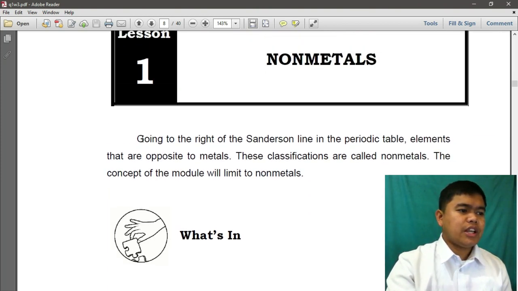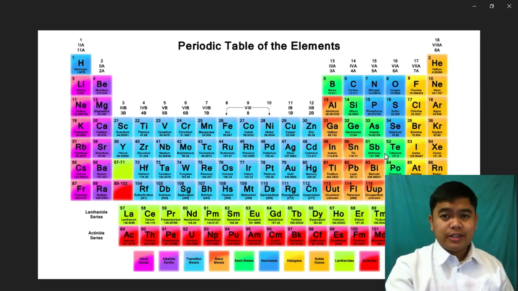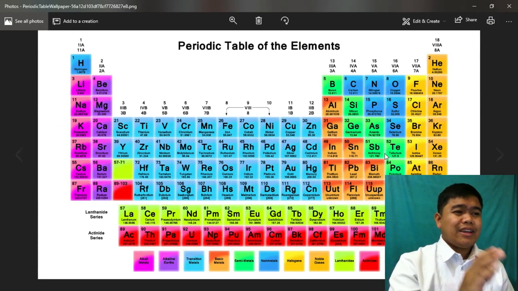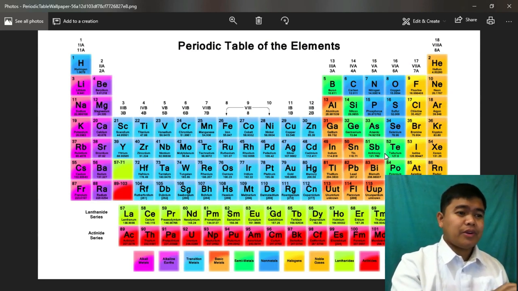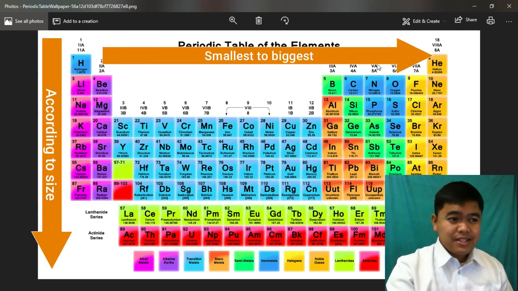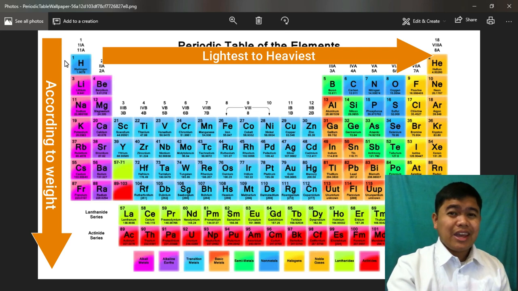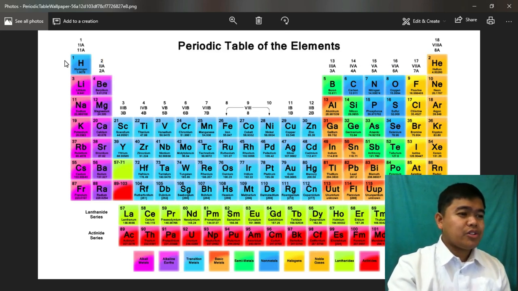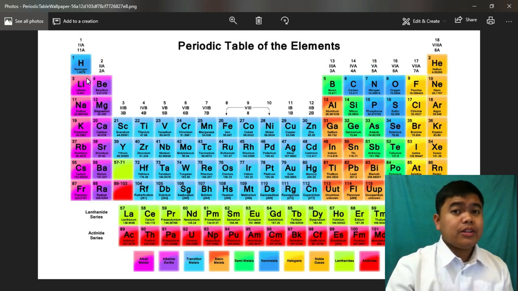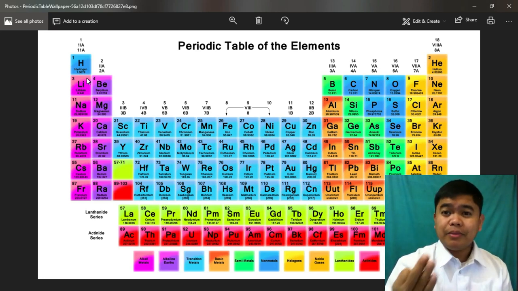Going to the right of the Sanderson line in the periodic table are elements that are opposite to metals. These classifications are called nonmetals. The concept of the module will be limited to nonmetals. So this is a periodic table of elements. This table arranges elements periodically, that's why it is called the periodic table of elements. From lightest element to the heaviest element, according to their atomic number, and so on. It also shows the element name, the symbol, and the atomic number, and so on.